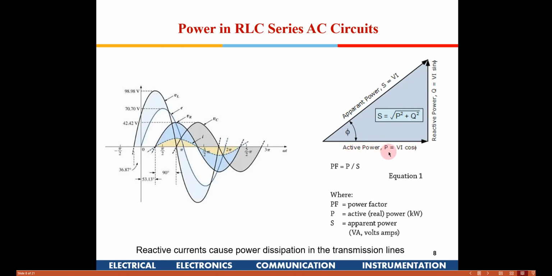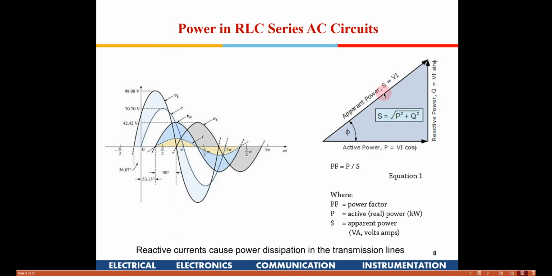So that will give the active power. That is the actual power drawn from the source. The reactive power drawn from the source is known as VI sin phi. It is also represented by Q. Q indicates its quadrature. And then the apparent power.